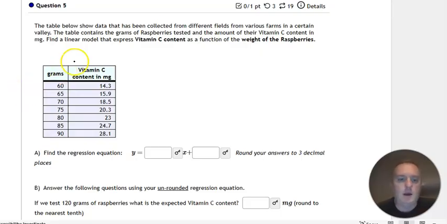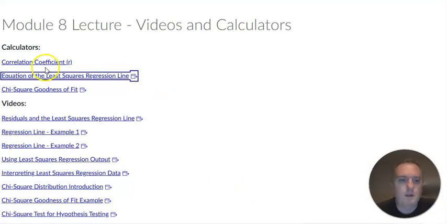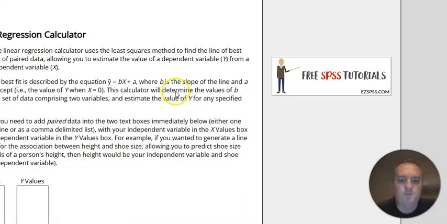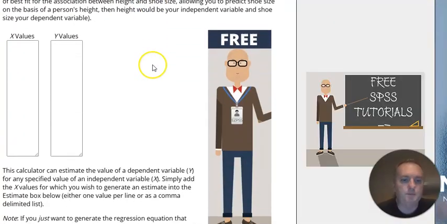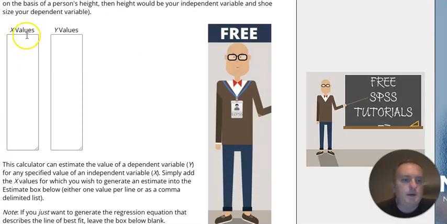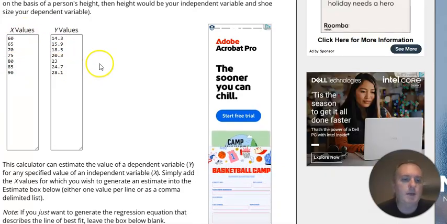So I need to put the grams as my X and the vitamin C content as my Y in a regression calculator. So I'm going to open that. This is the Module 8 lecture videos. We want this one, the equation of least squares regression line. Let me move that over a little bit. And I'm going to pause the video right now while I copy over the X values and Y values. Okay, I have my X values and Y values copied in.